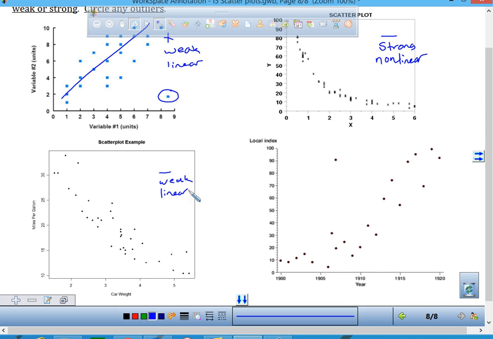Okay, this one. Positive or negative? Strong or weak? And linear or nonlinear? I'd say this is linear. And then any outliers? Okay, very good. Questions today? Outliers? Yes. Always circle the outliers like we did here. Okay, so homework. I-5 worksheet, please, for homework this weekend. Yes, you can listen to music.